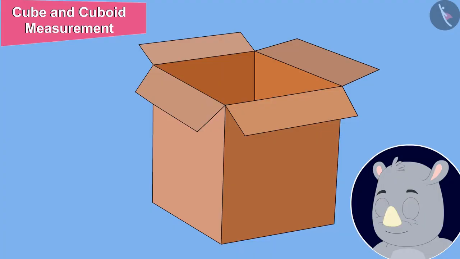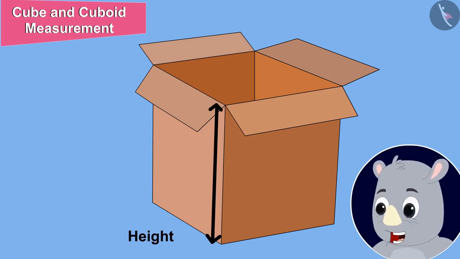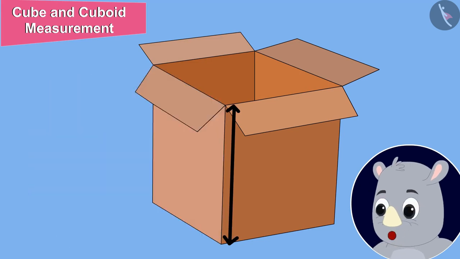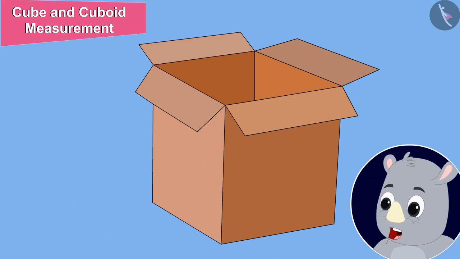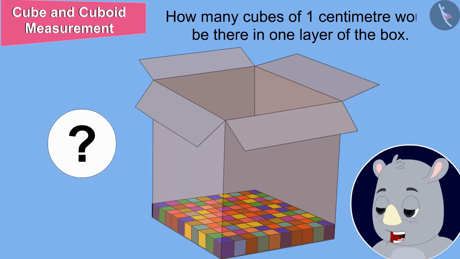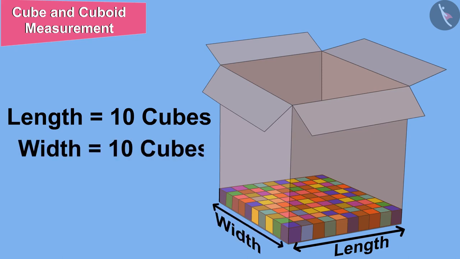Now, Gagu measured the height of the box. The height of the box is also 10 centimeters. That means the height of the box is equal to 10 cubes of dimension 1 centimeter each. Let's find out first how many cubes of dimension 1 centimeter would be there in one layer of the box. 10 cubes will come in the length of the box and also 10 cubes in its width.